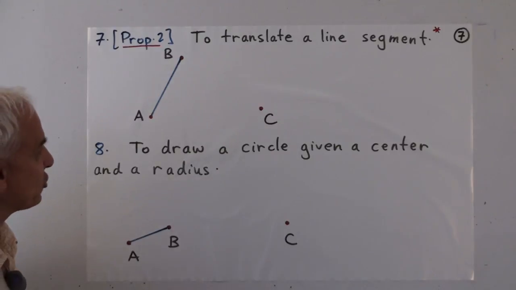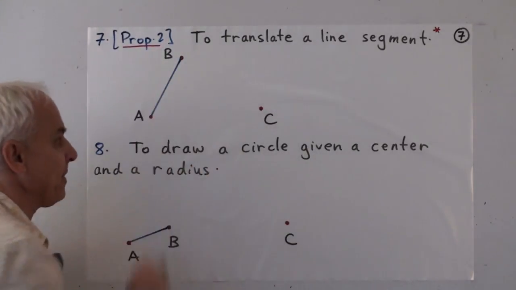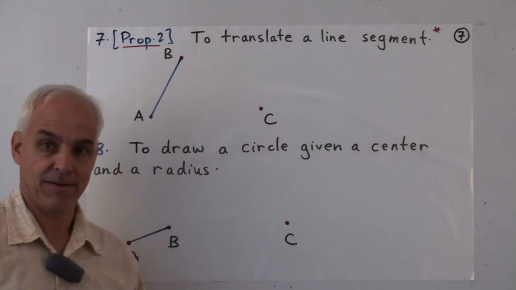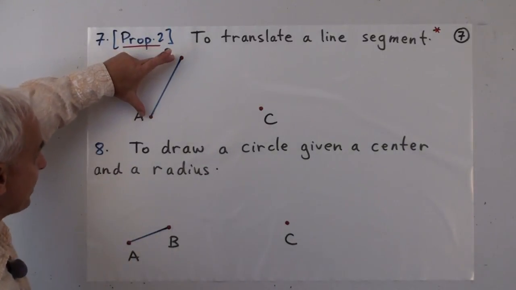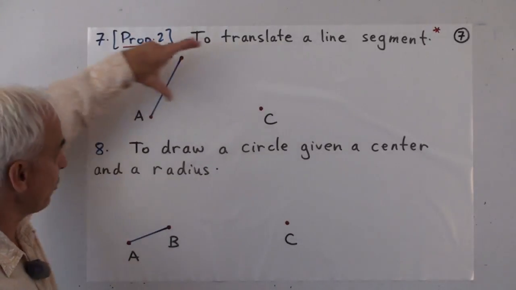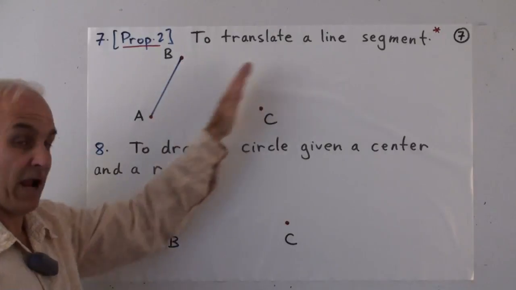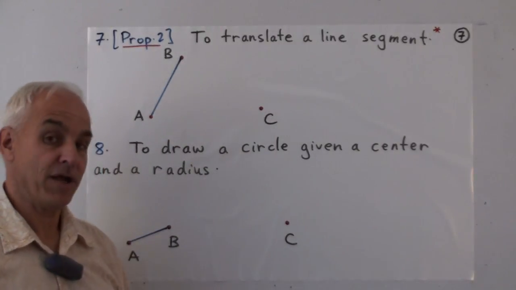Okay, so how are we going to translate a line segment? That's what we're trying to do. So we have a line segment AB, and we want to translate it to, say, the point C. What does that mean? Well, it means I want another line segment which is equal to this one and which has the same direction. In other words, which is parallel to it. All right, so what are we going to do?